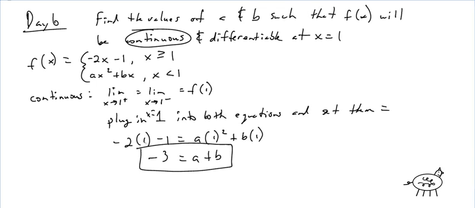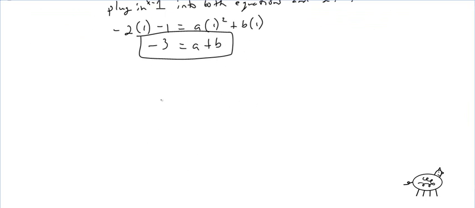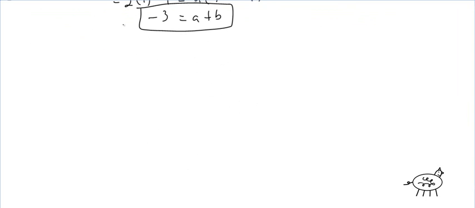Well, what is this going to turn into, math fans? You should recognize it's going to turn into a system of equations, because I have one equation for continuity, and I'm going to create another equation for differentiability. When I'm looking for differentiability, I'm looking for the slope of the tangent line, the slope at 1 of each of those functions. So I'm going to keep this equation here, and we're going to look for differentiability.